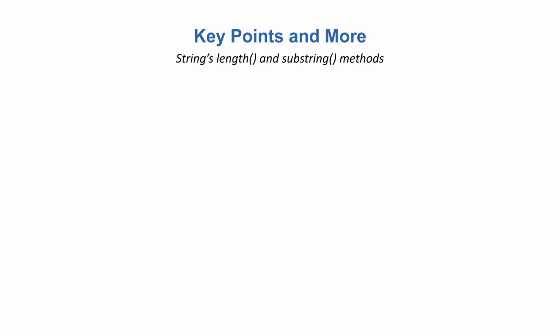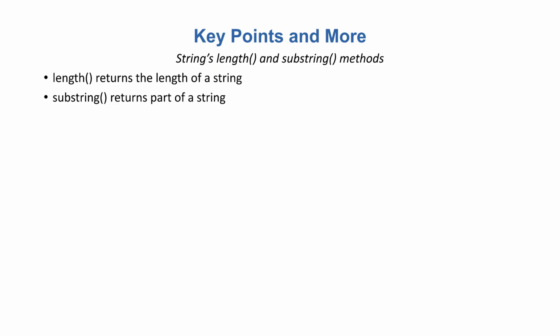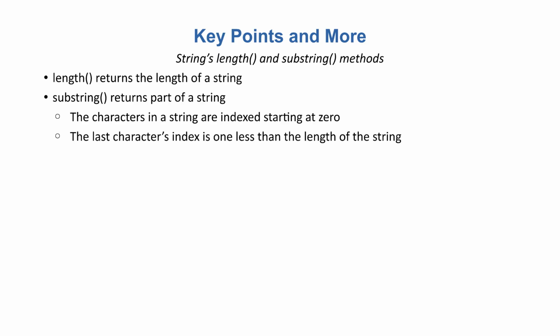Key points and more. String's length and substring methods. Use string's length method to find the length of a string. Use string's substring method to get part of a string. The characters in a string are indexed starting at 0 for the first character. Therefore, the index of the last character of a string is one less than the length of the string.